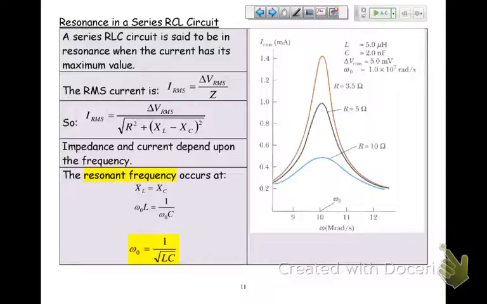If I plot out the current that I get at different frequencies. So here what's happened is someone's done that calculation we just did for a whole bunch of different frequencies. They put it in Excel, basically. And what they found was as the resistance got smaller and smaller, they got a higher and higher current flowing. And in the end, the current was limited by the minimum value for the impedance. And the minimum value for the impedance is when those two cancel each other out. They're not zero, they just balance.